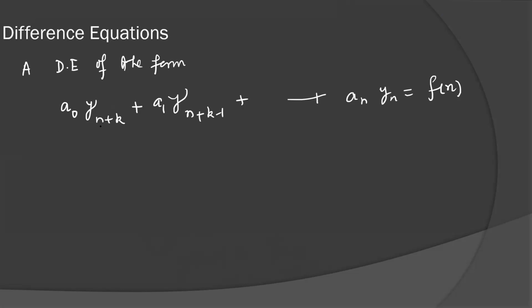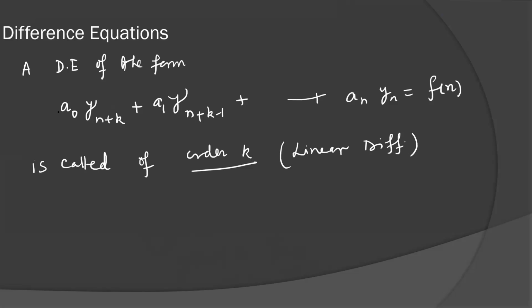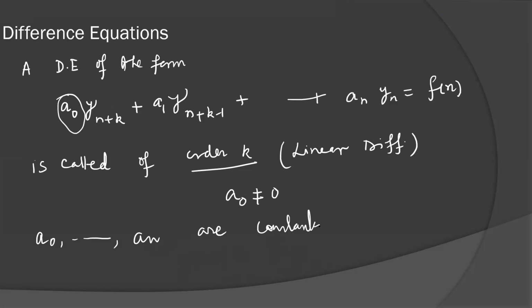And how to define the order of this difference equation? It is a linear difference equation of order k, provided the coefficient of the highest order is non-zero. A naught must be non-zero here. What are a naught, a1, up to a_k? They are constants here.